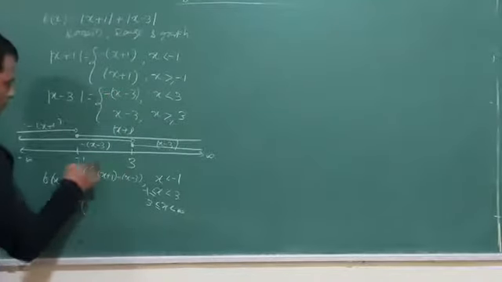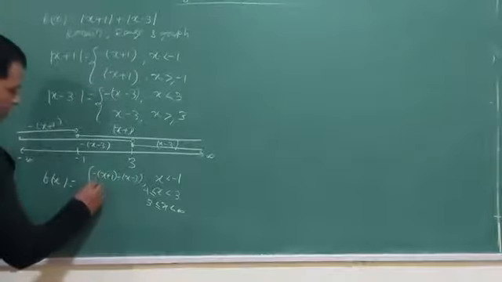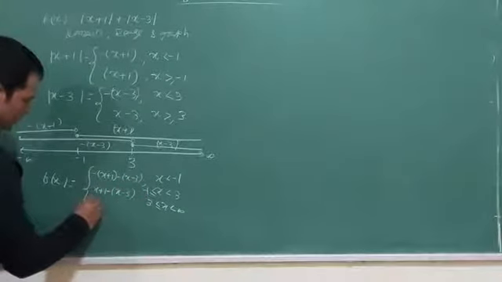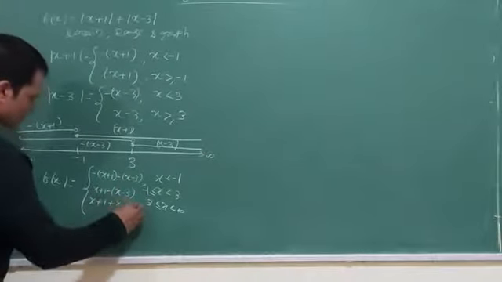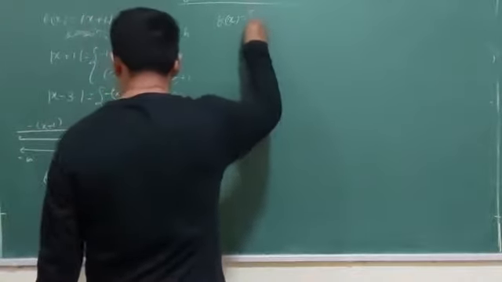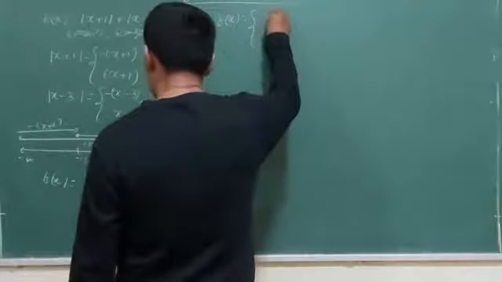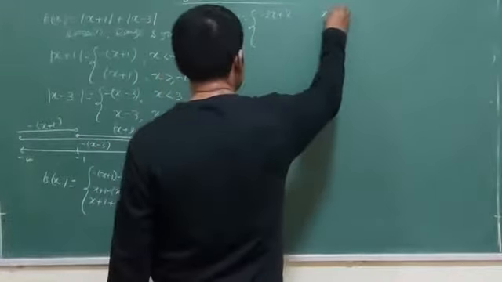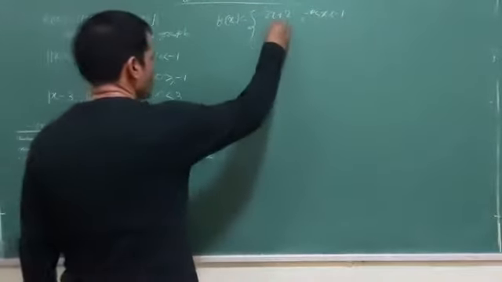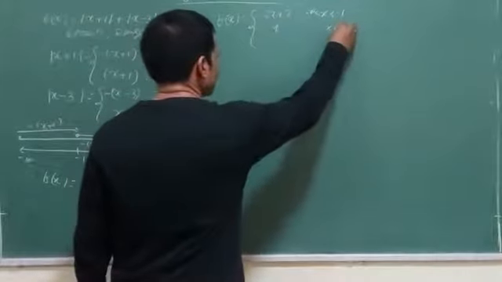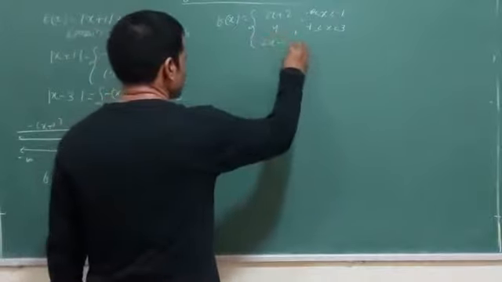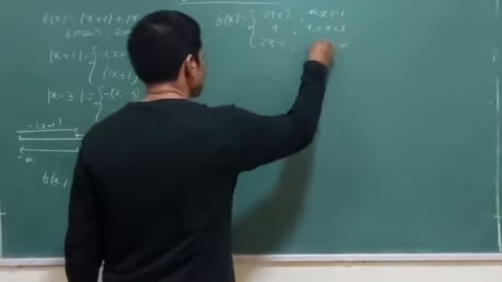Second one, x plus 1 is positive, x minus 3 is negative. Third one, both positive. Let us solve it now. That's your minus 2x plus 2, x is greater than minus infinity and less than minus 1. Other one, 4, x is greater than or equal to minus 1 and less than 3. The third one, 2x minus 2, x is greater than or equal to 3 and less than infinity.